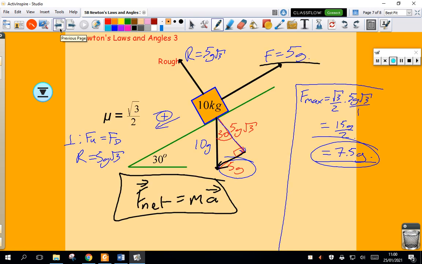Okay, so a few examples in there on friction. Keep practicing those sections, 5B in your textbook. I'll be moving on to connected particles the next day. So practice, practice, practice.